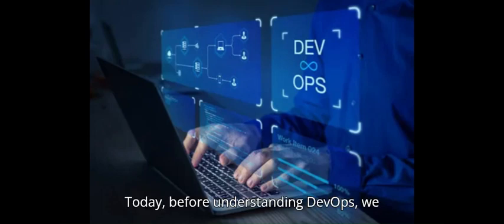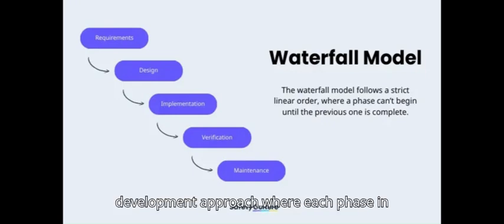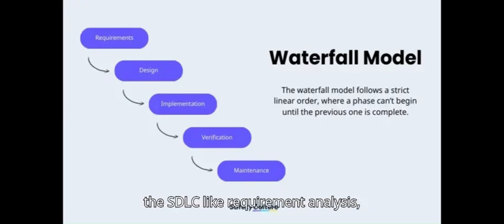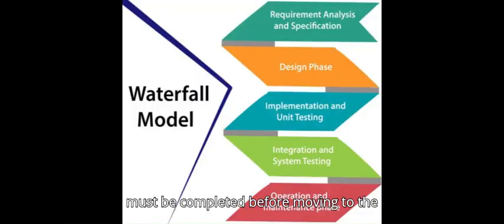Today, before understanding DevOps, we will learn what is the waterfall model and what are the major flaws in it. The waterfall model is a traditional software development approach where each phase in the SDLC, like requirement analysis, design, development, testing, deployment, and maintenance, flows sequentially like a waterfall from one to the next. In the waterfall model, each phase must be completed before moving to the next.